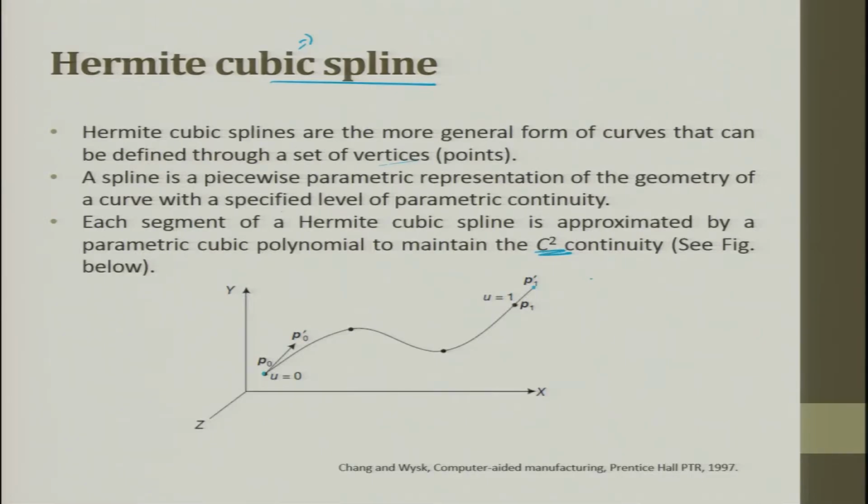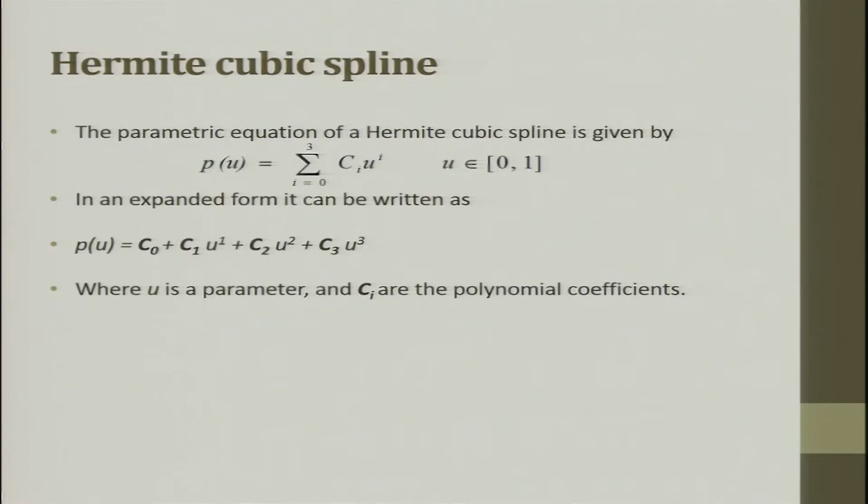I will leave it to you to read, or I will share reading material about C0, C1 and C2 continuity, so then you can appreciate what C2 continuity is. The parametric equation of a Hermite cubic spline is given by P(u) is a summation of Ci u^i, where u takes the value from 0 to 1. In an expanded form, the same equation can be represented like this, where u is a parameter and the Ci are polynomial coefficients.